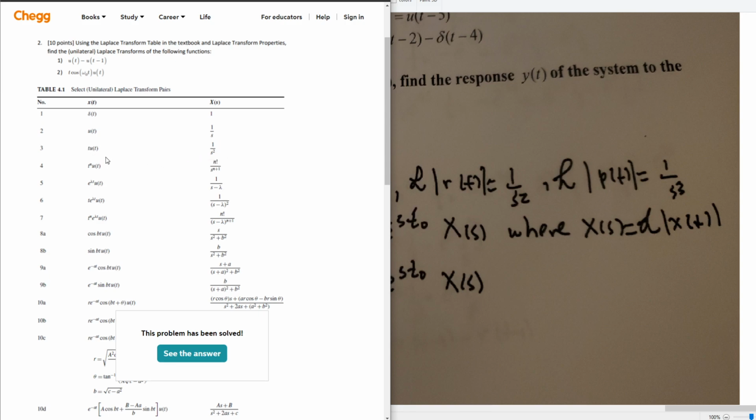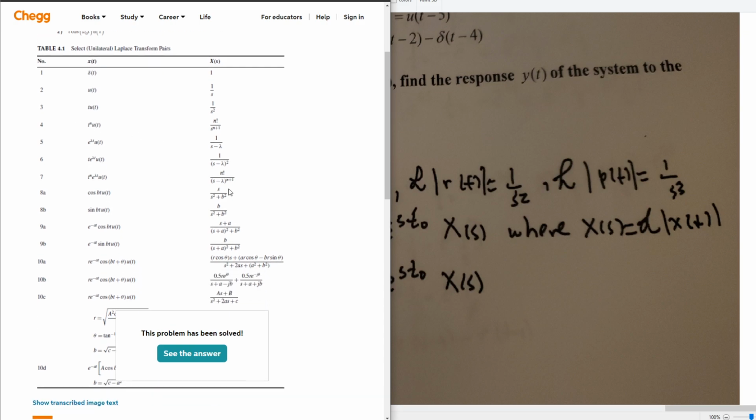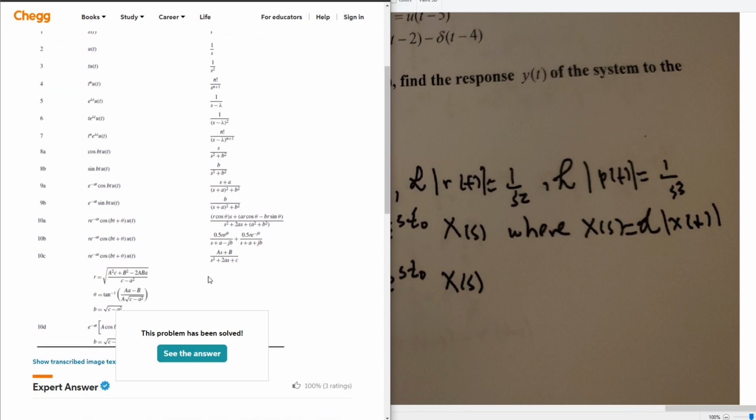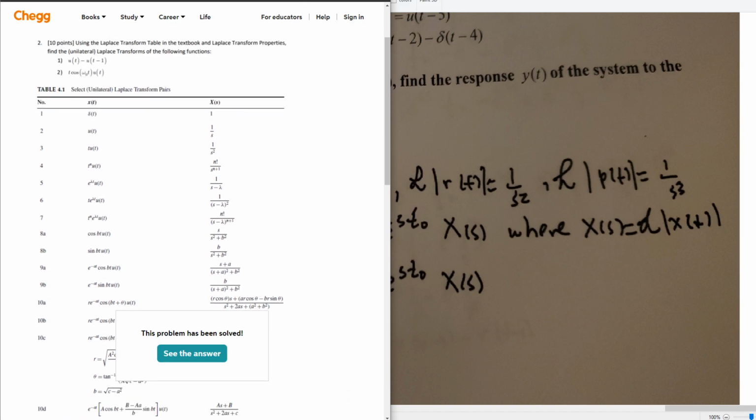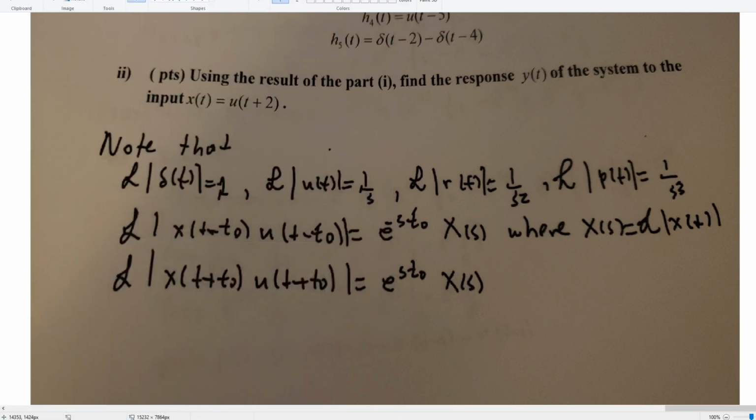This over here, the t u of t, that comes in next semester, so don't worry about that. Just write it as r of t. It won't have the p of t function, but 1 over s cubed is p of t. So just keep that in mind.